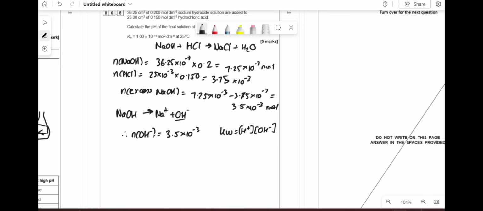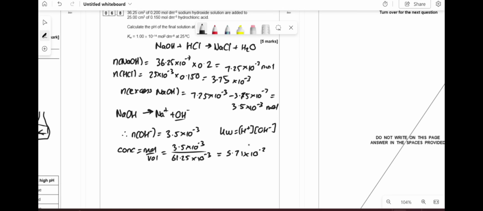Now we have the moles of OH-, but we don't have the concentration. We want to work out the concentration of OH-. So the concentration equals moles over volume, which is going to be 3.5 times 10 to the minus 3 moles over the new volume because you're mixing two solutions together. So the new volume is going to equal 36.25 plus 25, which is 61.25. You obviously want to convert that into decimeters cubed, so you divide that by 1,000 or times 10 to the minus 3, and the concentration should be 5.71 times 10 to the minus 2.